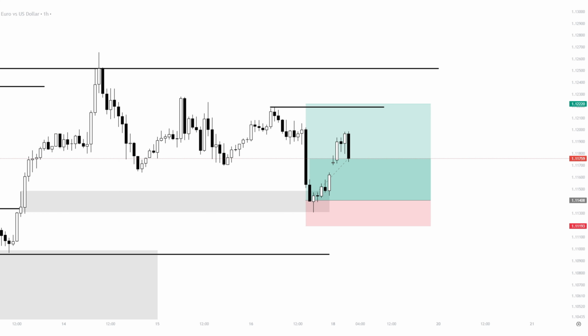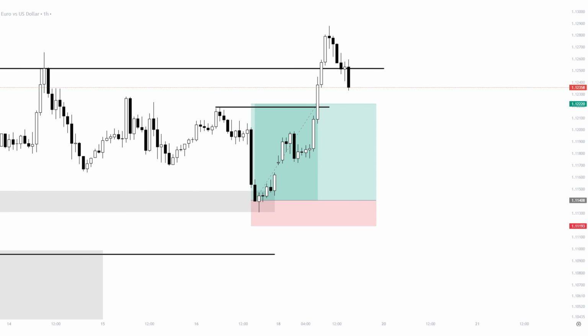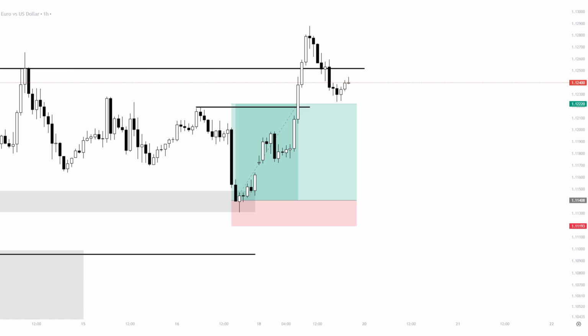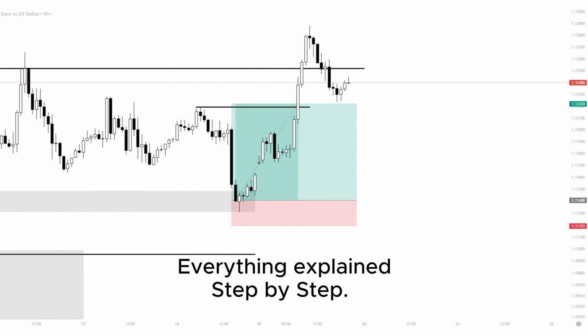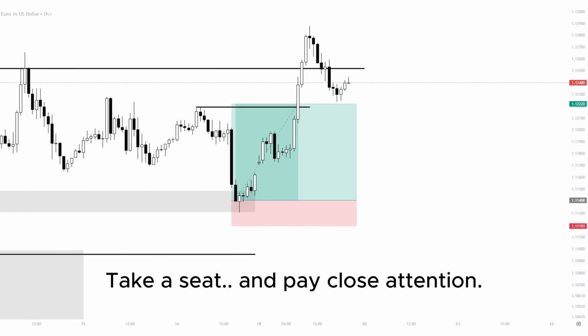This just works, and that's why many traders are using it, and you will be able to get set up similar to this one after this video. It won't be easy, but everything will be explained step by step, so take a seat and pay close attention, and now let's get into it.